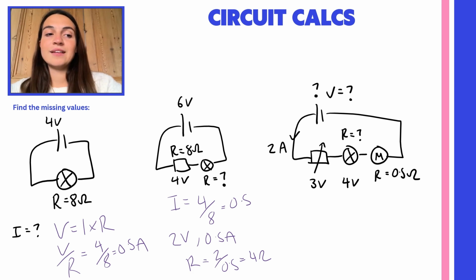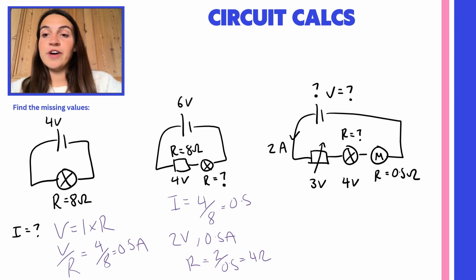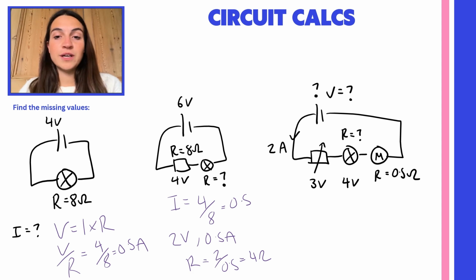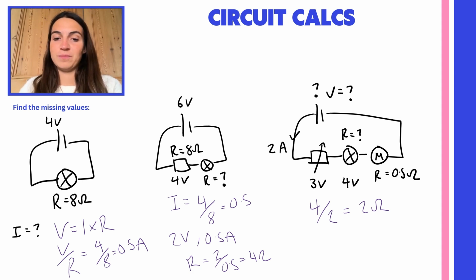Okay, and in this final picture over here, I'm trying to work out a few things. I'm trying to work out the resistance of my bulb and the voltage of my supply. The first thing I'm going to do is work out the resistance of that bulb straight away, because I know the voltage over it is 4 and I know the current through it must be 2, because the current at every point in my series circuit is the same. So 4 divided by 2 gives me 2 ohms.